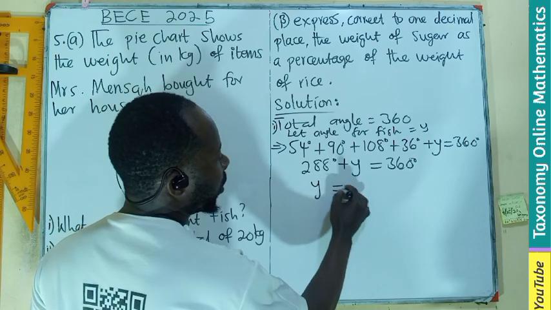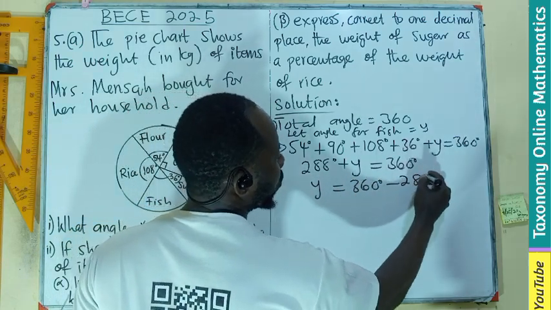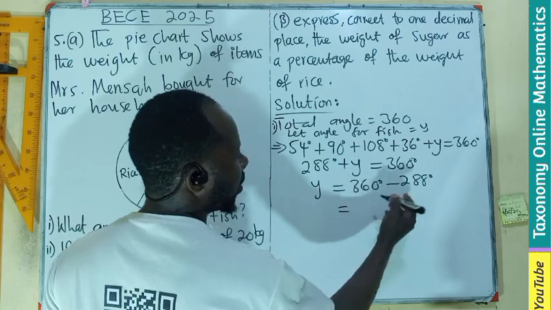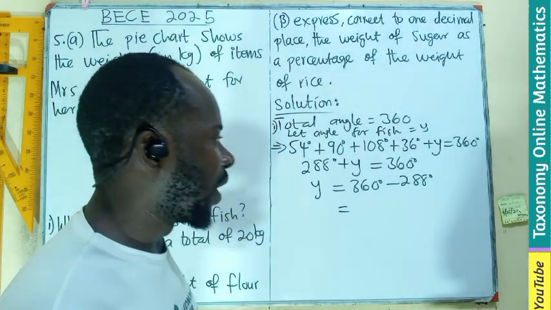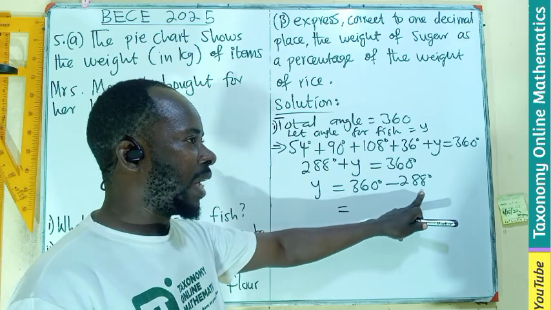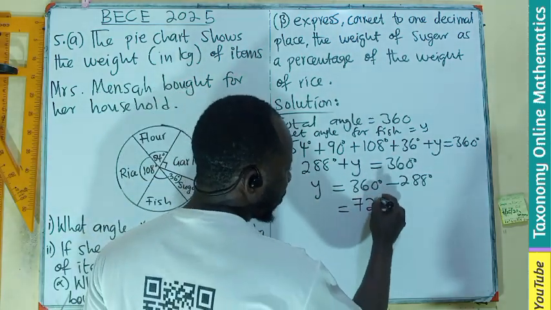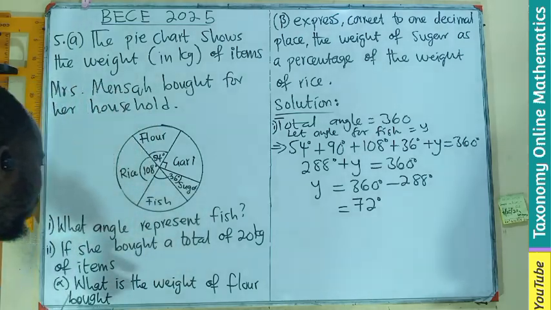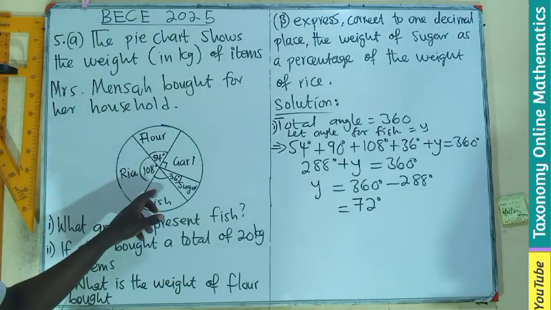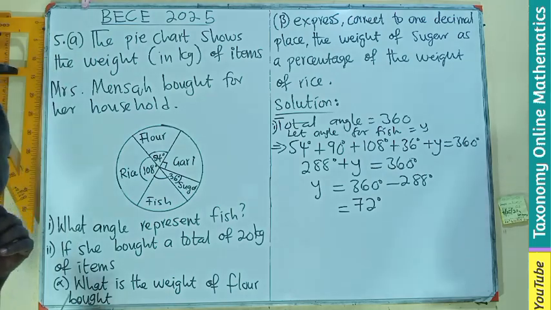So y will be equal to 360 degrees minus 288 degrees. If you add 2 to that, that will give you 90. So we needed 70, so we have 72 degrees. All right. So the angle representing fish is going to be 72 degrees. All right. What is next?